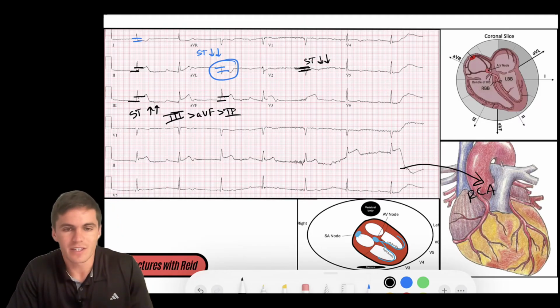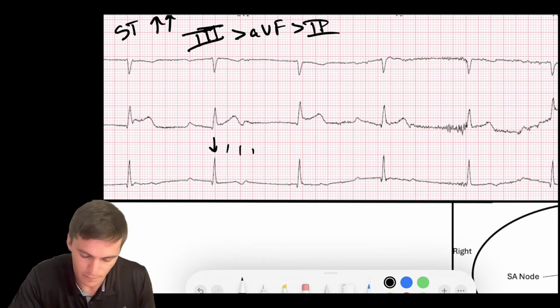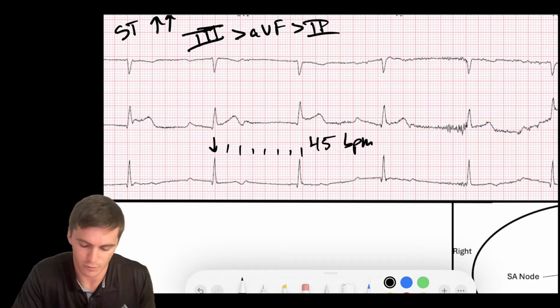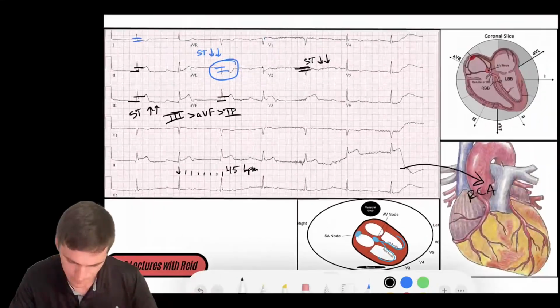The difference in this EKG is that this rhythm is very slow. If I counted the rate, I started here and I did 300, 150, 100, 75, 60, 50, 40, probably what? I'm going to say 45 beats per minute. It's a pretty slow rhythm.